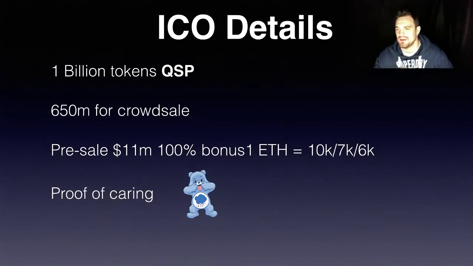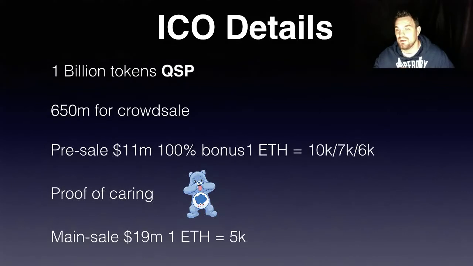I just think that there'll be quite a few people out there that will put the mask on, pretend to care, just get the tokens and then dump it later on, which we don't really want, because we're seeing that a lot recently with ICOs. The main sale will be for 19 million, and 1 ether will get you 5,000 tokens.